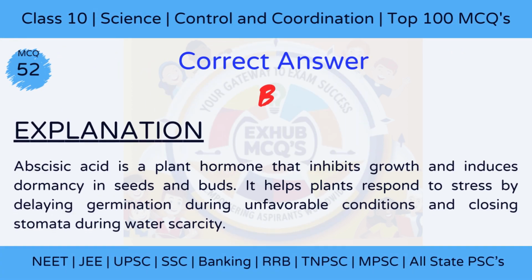The correct answer is option B, abscisic acid. Explanation. Abscisic acid is a plant hormone that inhibits growth and induces dormancy in seeds and buds. It helps plants respond to stress by delaying germination during unfavorable conditions and closing stomata during water scarcity.